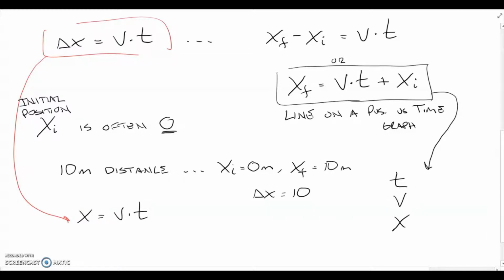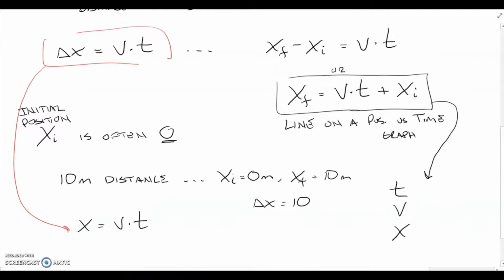If they just tell us how far, then we can call the initial position 0, and x is my distance. Or they might tell you there is an initial position, and we finish somewhere else, and we can treat those two values, and we can solve for all of those things, right? So this is a good way to organize your work for any problem where an object's moving in one dimension.